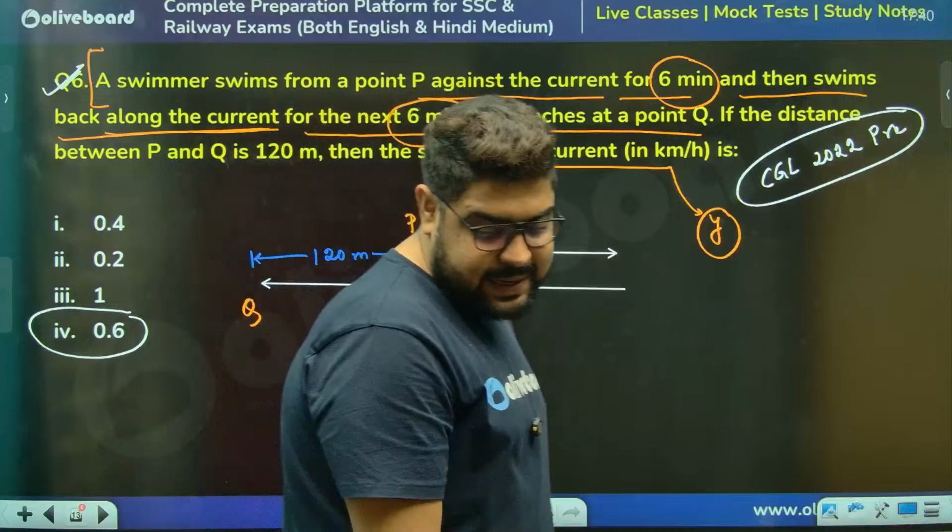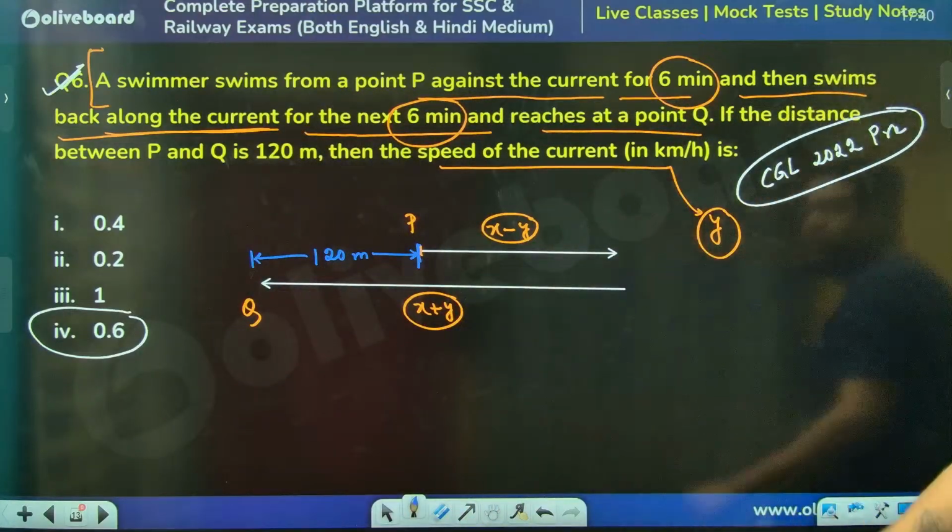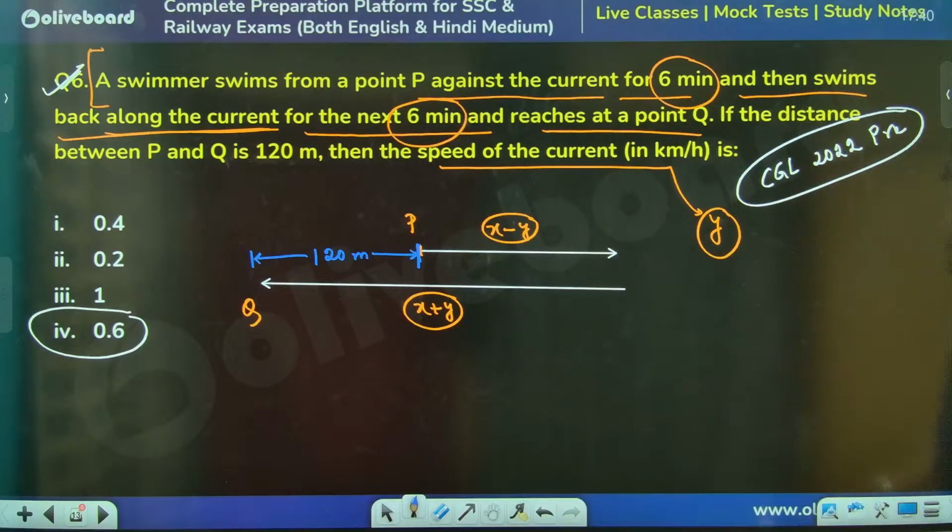Now solve. They are asking what? The value of y.